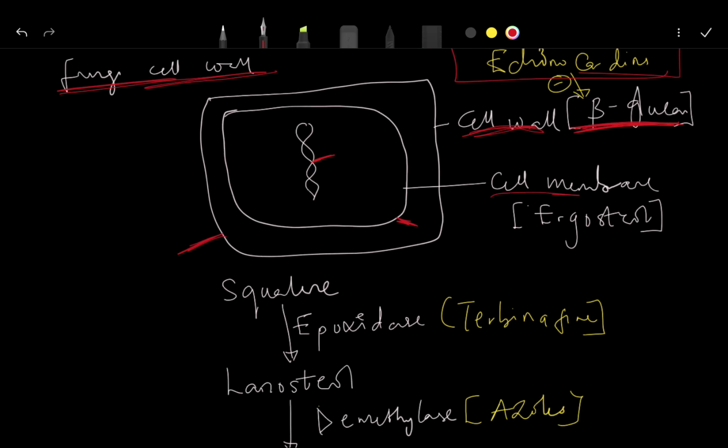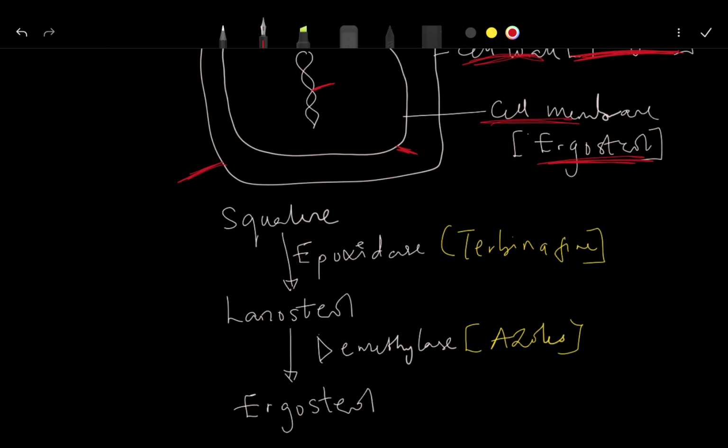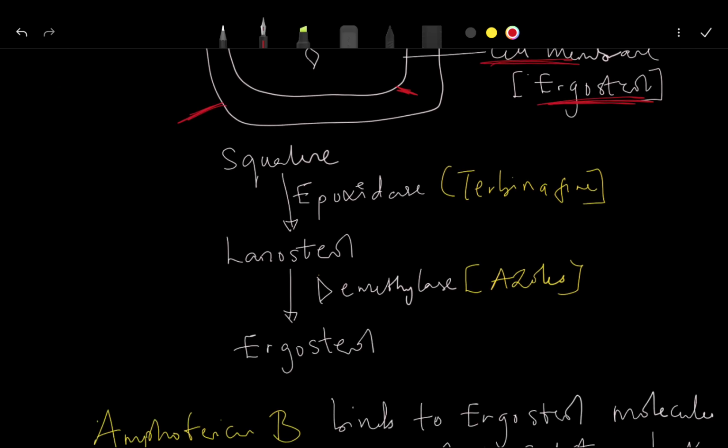Come to the cell membrane. The cell membrane contains ergosterol. There are various drugs that try to inhibit the synthesis of ergosterol. So if you look at this, we have the pathway for the synthesis of ergosterol. This is squalene. Squalene gets converted to lanosterol. Lanosterol gets converted to ergosterol. Squalene to lanosterol requires the enzyme called epoxidase. This epoxidase enzyme is inhibited by a drug called terbinafine.